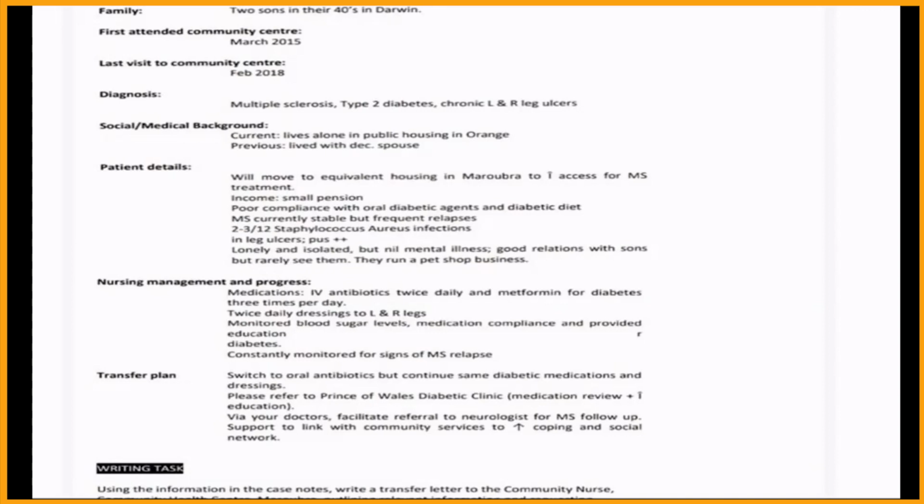Okay. Now let's do the next one: nursing management and progress. Read it. Nursing management and progress. Medications, IV antibiotics twice daily and metformin for diabetes 3 times per day. Twice daily dressings to left and right legs. Monitored blood sugar levels, medication compliance, and provided education on diabetes. Constantly monitored for signs of multiple sclerosis relapse. Okay, thank you. Let's hold on.